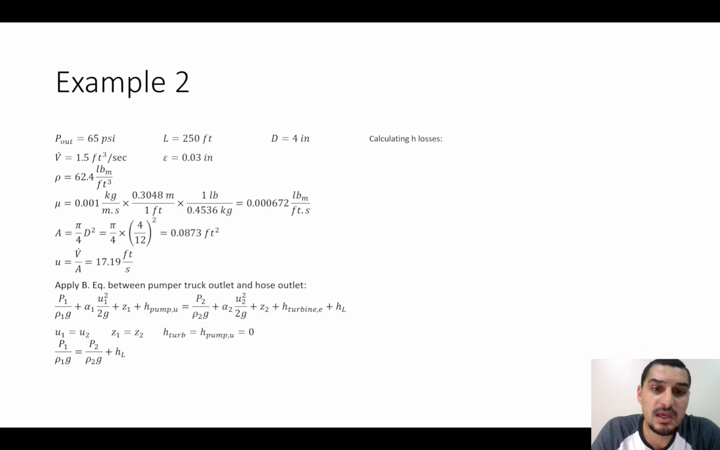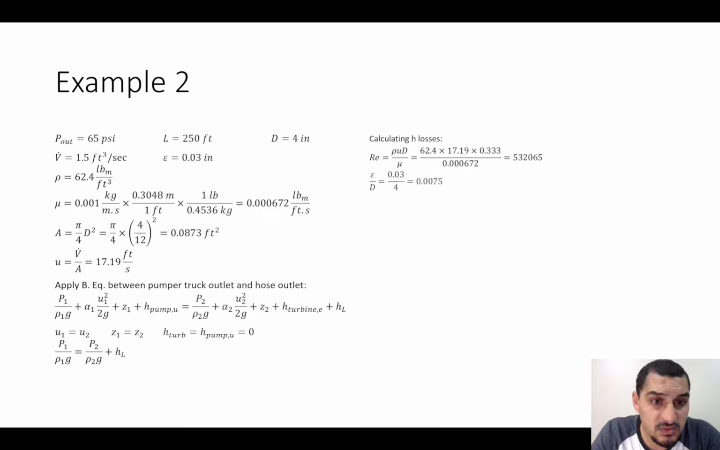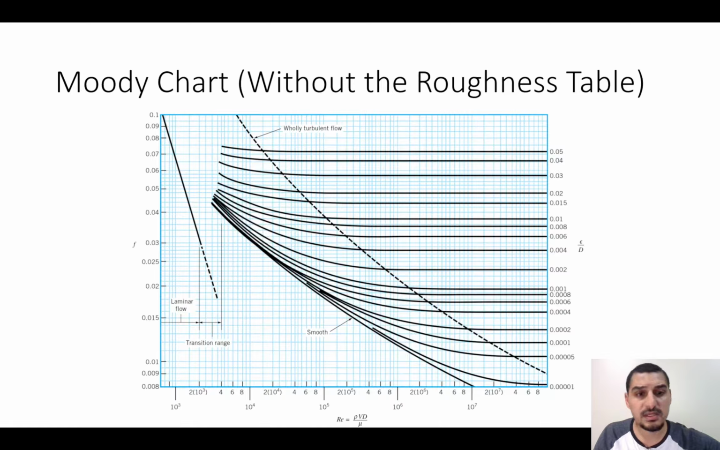So for the losses, we will calculate also Reynolds number and the relative roughness. So Reynolds number is 532 thousand and relative roughness 0.0075. Let's go back. It's 5.3 times 10 power 5. So this is 4 times 10 power 5, 5 times 10 power 5. So it's going to be between these two ticks. Okay, so it's going to be somewhere here. So if we go up, it's going to be somewhere here, and it's 0.007.